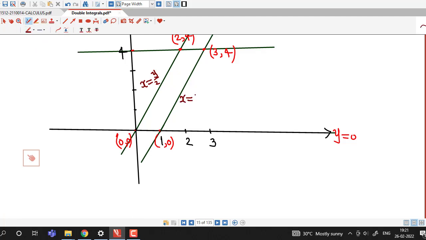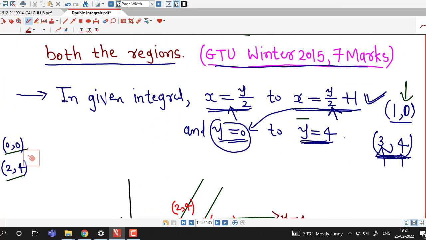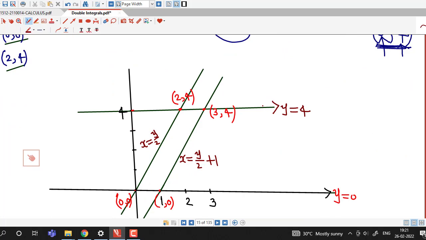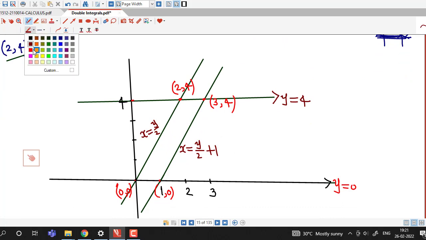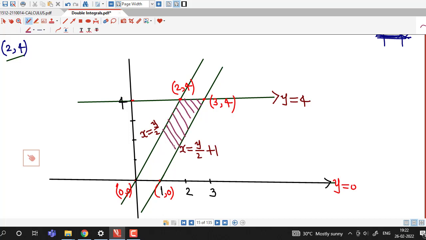This line is x equal to y by 2 plus 1. This is y equal to 0. This is y equal to 4. And our region is x from y by 2 to y by 2 plus 1, that is from this line to this line, and y is between 0 and 4. So the region of integration is this region. This is the region of integration in the xy plane, and we are asked to draw the regions in the xy plane as well as in the UV plane. Therefore we must sketch the region of integration.